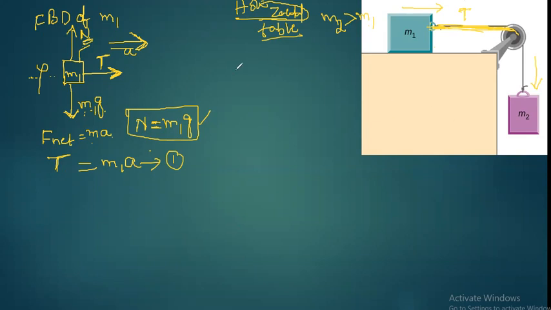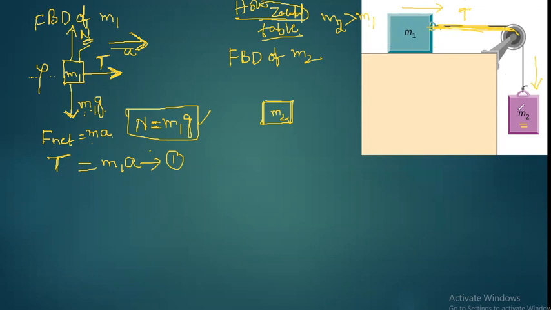Let me write the FBD of M2. Come on, try that FBD of M2. First, you try that, and then you pause my video and check it. Come on, now you observe. This is our M2 block, right? For M2 block, we are drawing the FBD.